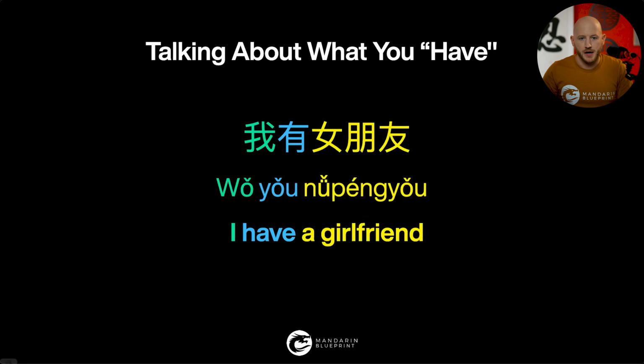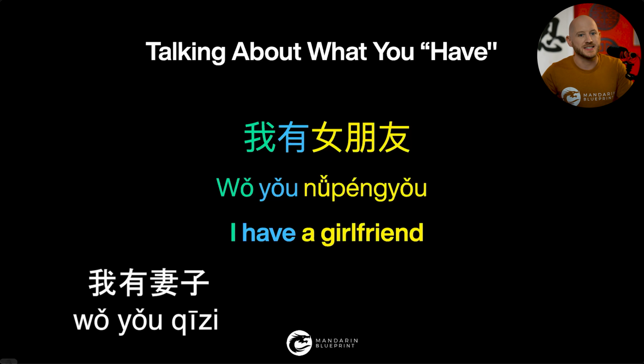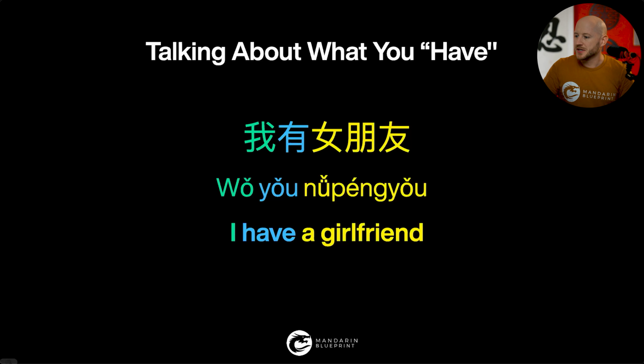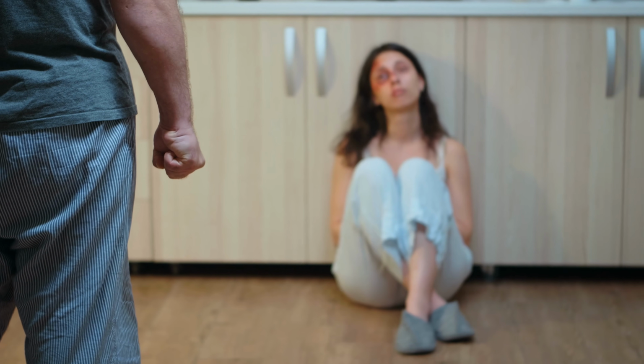我有女朋友. I have a girlfriend, or in my case, 我有老婆. 我有妻子. Those are two ways of saying I have a wife. 我有太太. Those are three ways of saying I have a wife. And, this is a translation thing. Like, I don't think that Chinese people, because I can hear like the Western audience hear this and be like, what, you have your girlfriend? Like she's your possession. It's not like that.